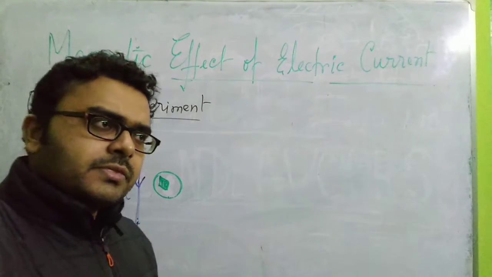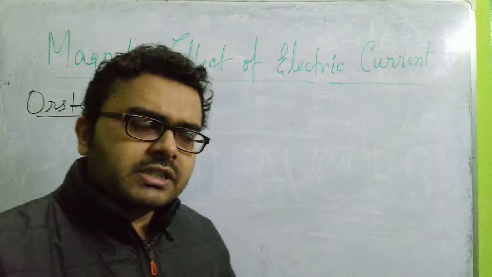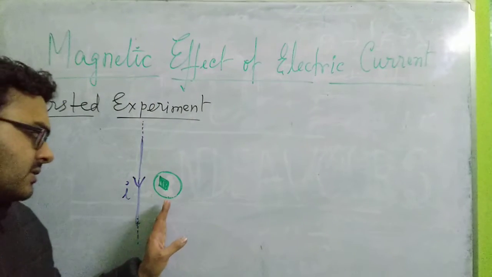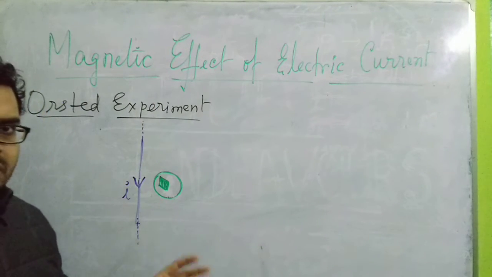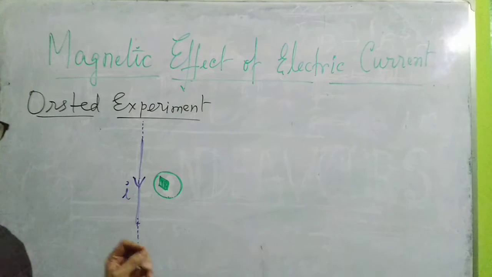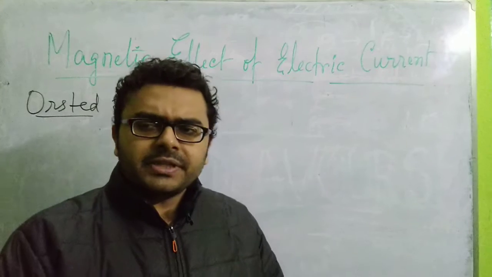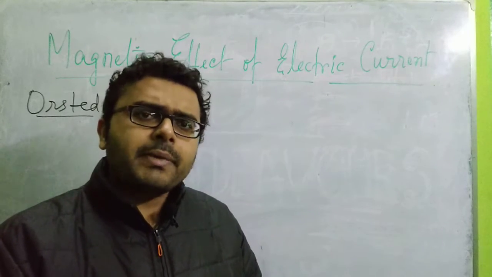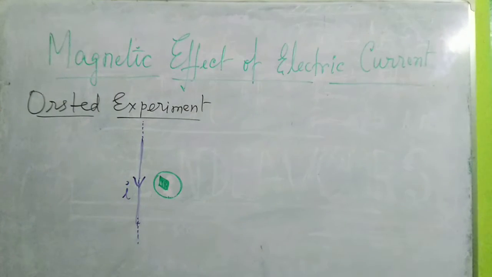To further ensure this fact, when he switched off the current, the compass deflection also stopped. So this quite easily proves that the current flowing through the wire must be producing some kind of magnet. This was mainly the Ørsted experiment.